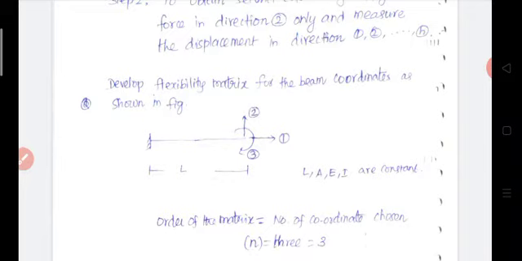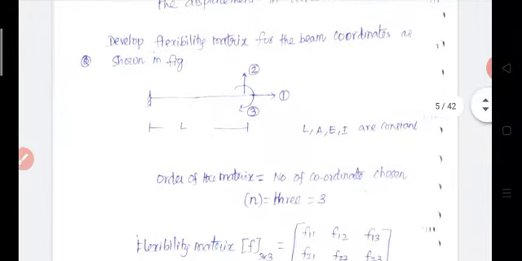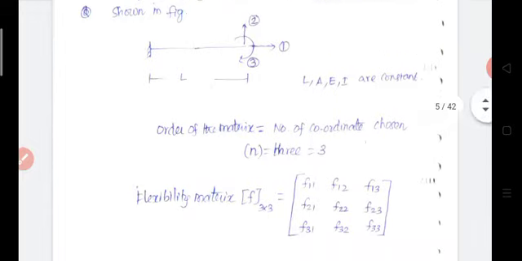Solution. We already know the order of the matrix is equal to the number of coordinates chosen. In this case, how many coordinates? Three coordinates. So the order of the matrix is equal to 3, and it is a 3 by 3 square matrix. So the flexibility matrix F is equal to F11, F12, F13, F21, F22, F23, F31, F32, F33.